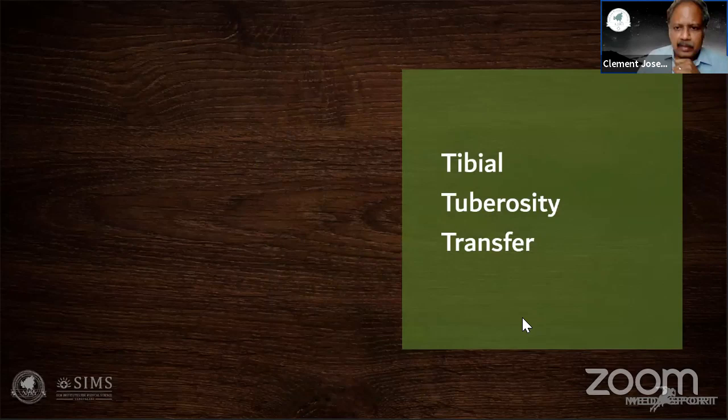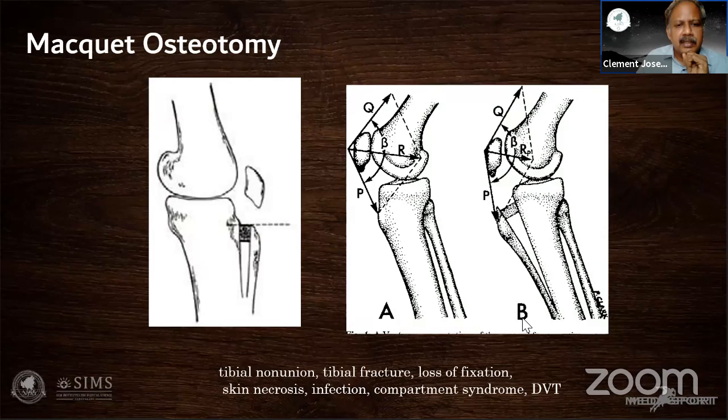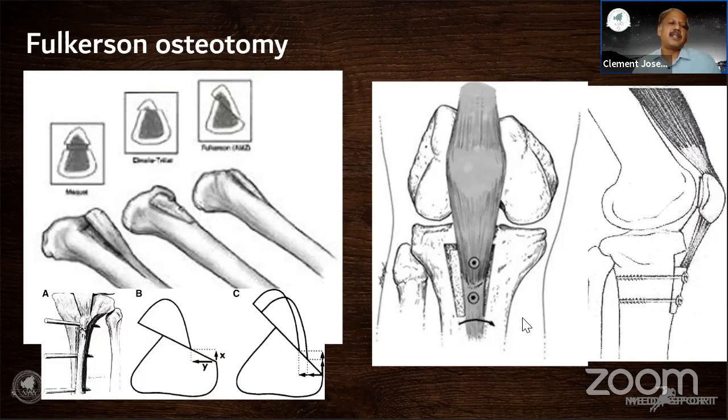The next procedure which I would like to show is a tibial tuberosity transfer for this girl. And this is a Maquet osteotomy in which the tibial tuberosity was anteriorized by more than 20, but it had its own complications, which was modified by Fulkerson, in which he incorporated the principles of Maquet and Elmslie-Trillat by shifting the tibial tuberosity both medially and anteriorly by the use of an oblique osteotomy.